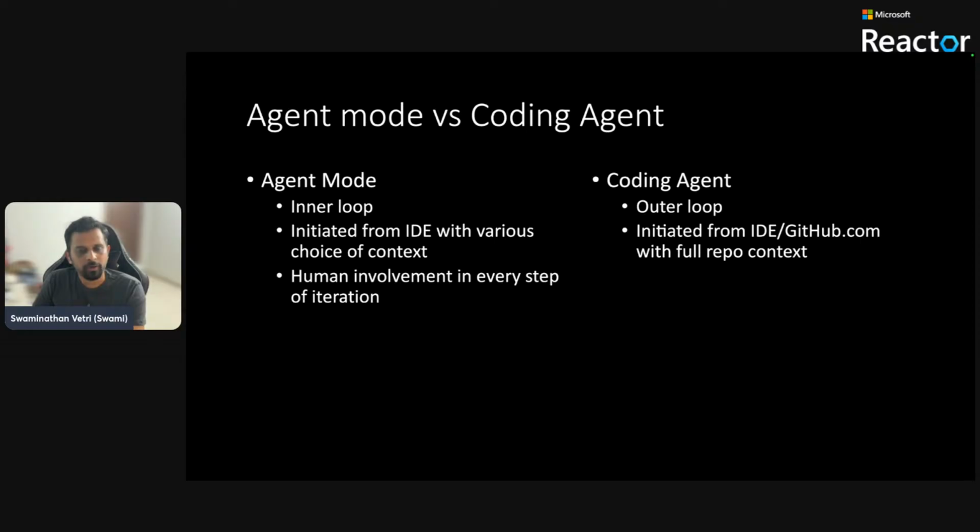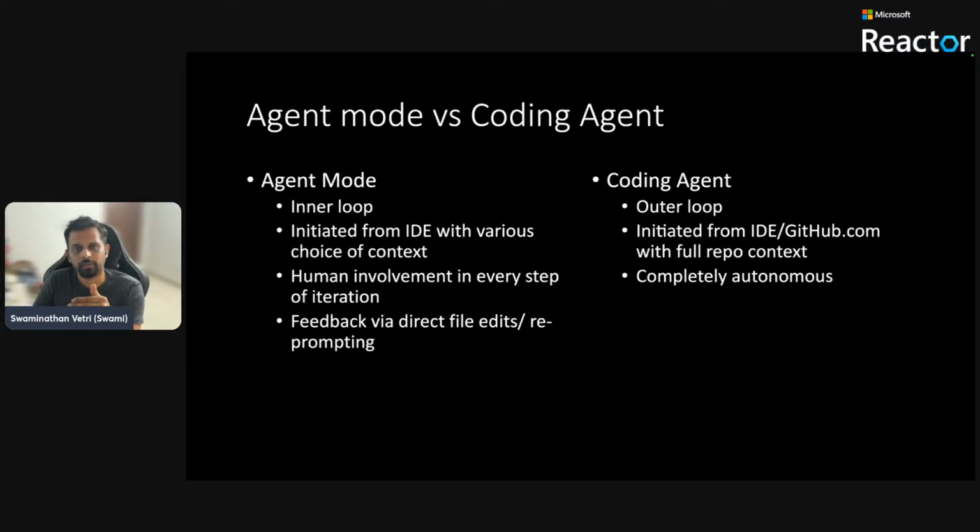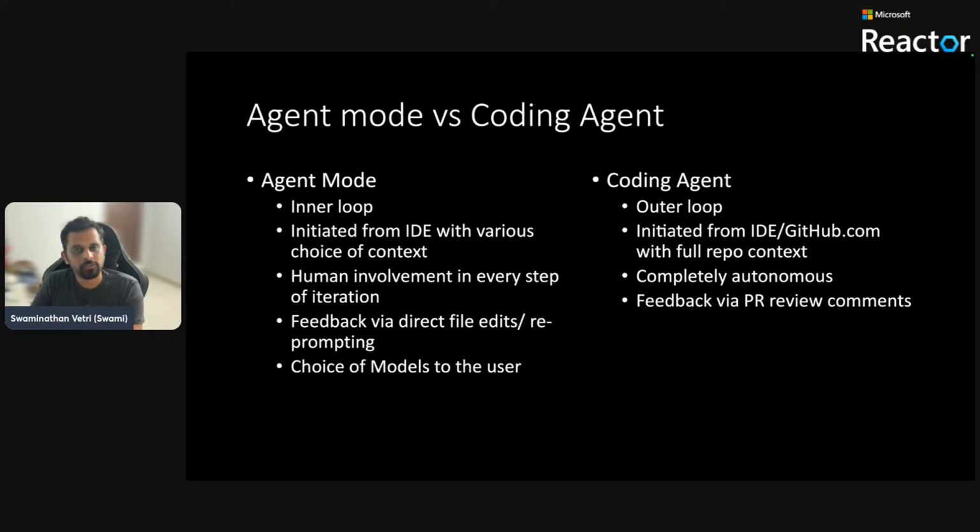And there is human involvement in every step of iteration in agent mode, but in the coding agent, it's completely autonomous. The feedback is via direct file edits or reprompting. As you saw in my previous demos, I could go and reprompt. I can stop it in the middle if I find it's not working properly, and then I can reprompt it and steer it the right way. But you can't do that in the coding agent. Once it starts working on a specific problem statement, you'll have to wait until it completes it and then come back. There's also a choice of models for users in the case of agent mode, but that is not explicit at the moment for the coding agent.